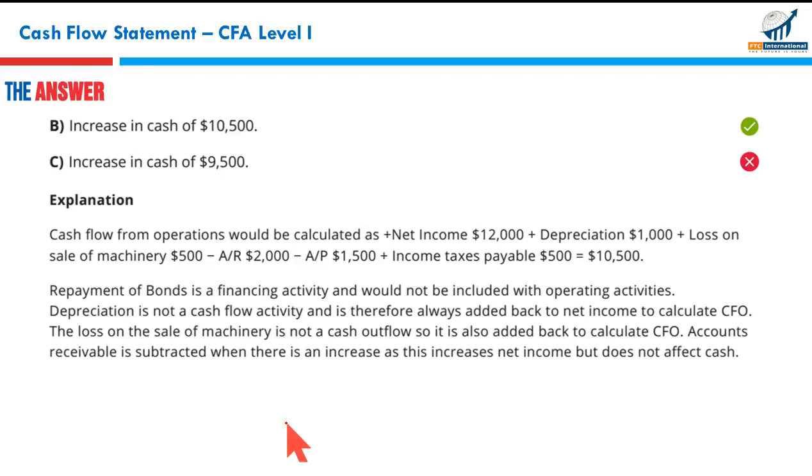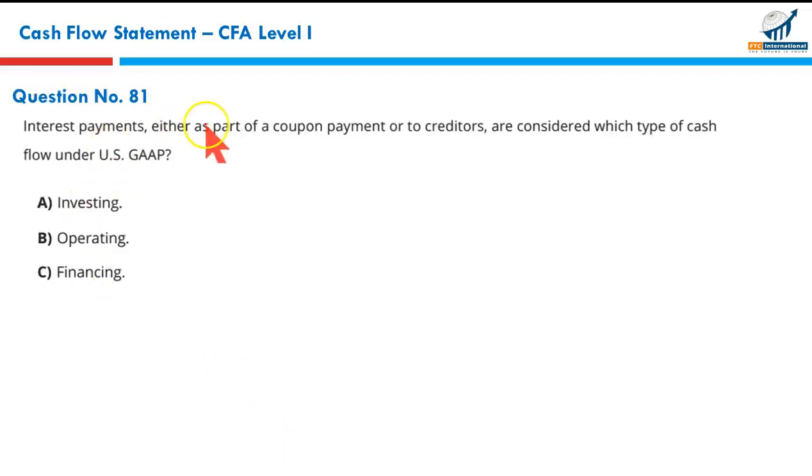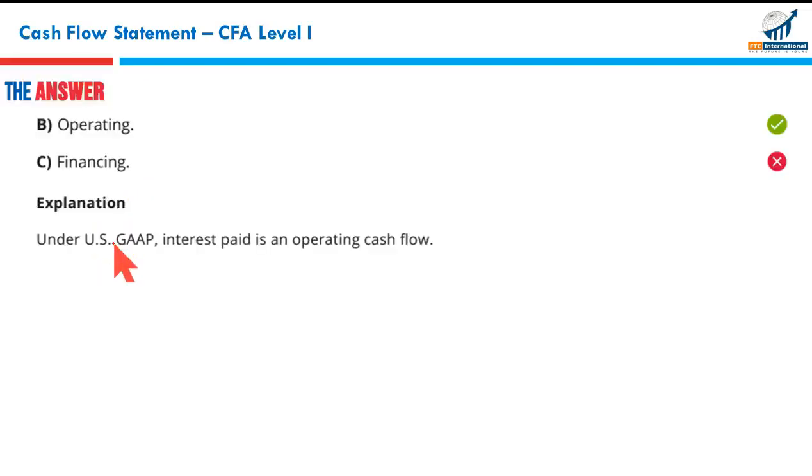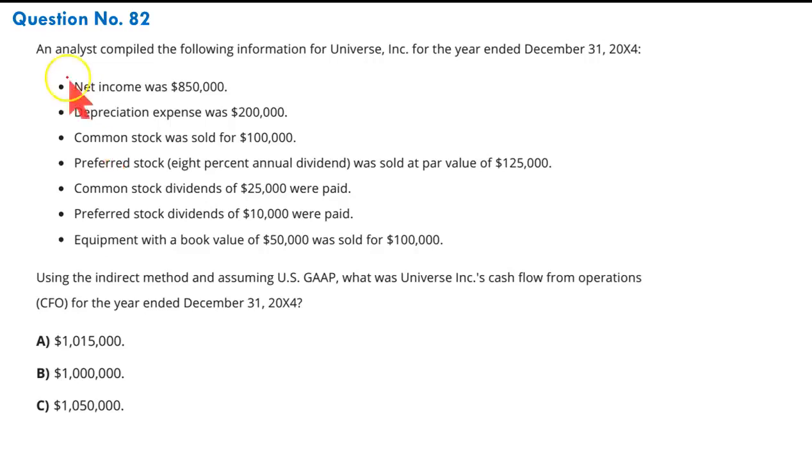B it is. Next, interest payments either as a part of coupon payment or to creditor are considered which type of cash flow under the US GAAP? US GAAP explicitly says that interest payment are considered as an operating outflow to be shown in cash flow from operating activities. B. An analyst compiled the following information for Universe Incorporated for the year ended December 31st, 2004.